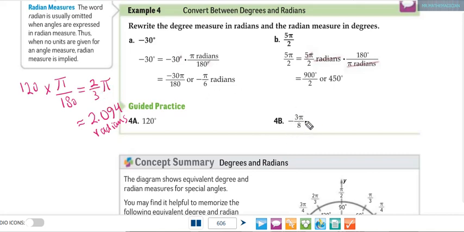Now this one is given in pi, which means it's already radian and I need a degree. So the rule says you have the radian, negative 3 pi over 8, multiplied by 180 degrees over pi. The pi with the pi cancel, so you have negative 3 multiplied by 180 over 8, and this will give you negative 67.5 degrees.